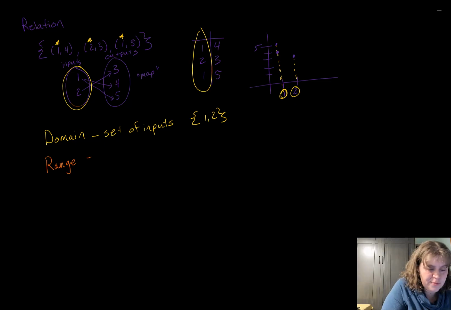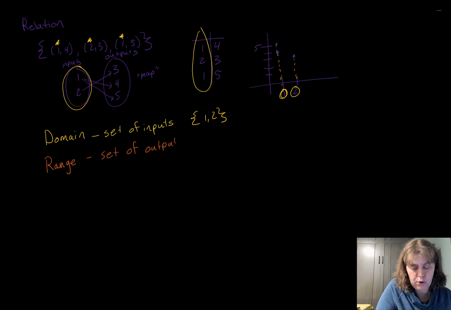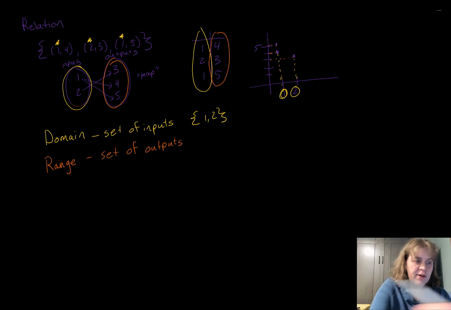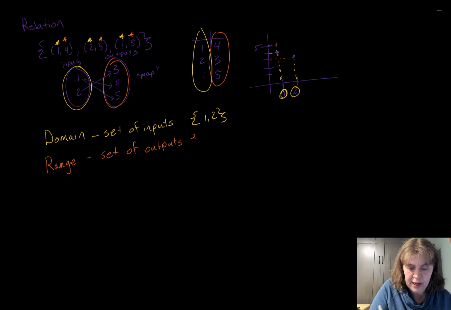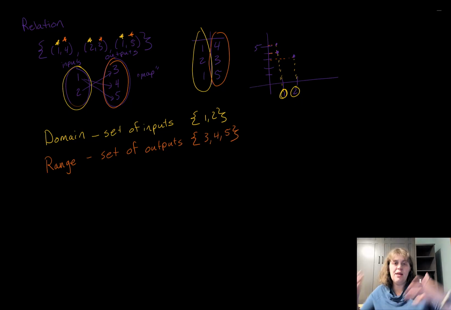The range is the set of outputs. And so mapping, again, really nice. Tables, nice and easy. Graphs, a little more irritating. So we got 3, 4, and 5. And then the ordered pairs, it would be the second part of the ordered pair. That would be considered the output. And so my range is {3, 4, 5}. So I've got my domain and I've got my range, and those are my things that I've got going on here.